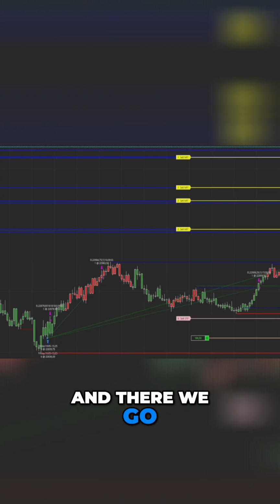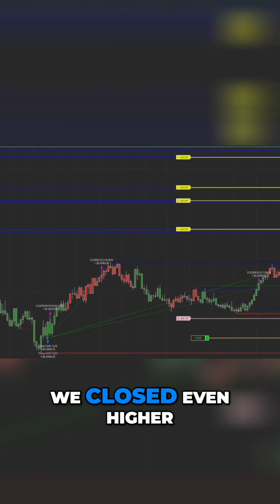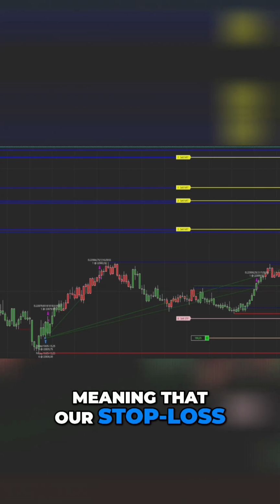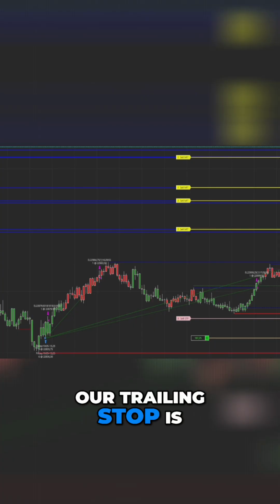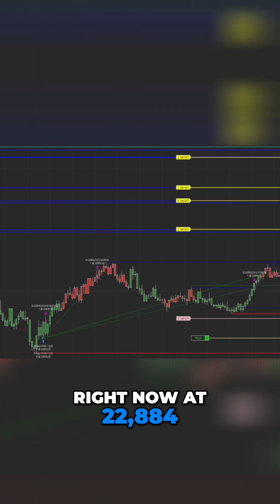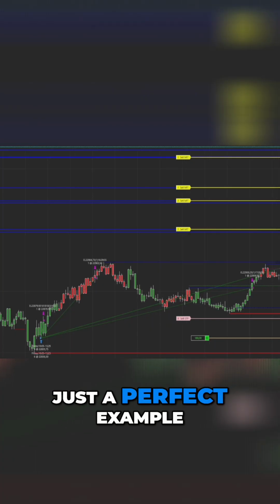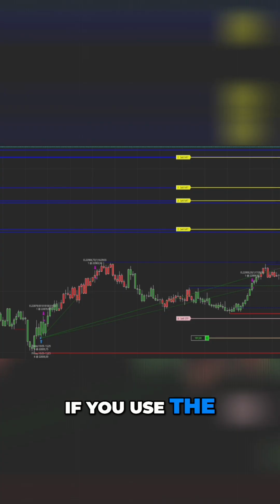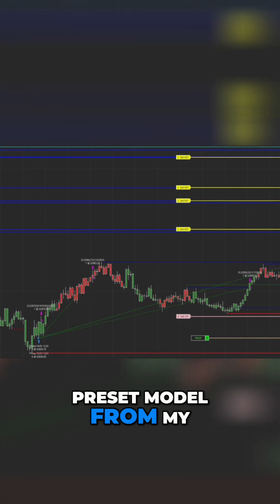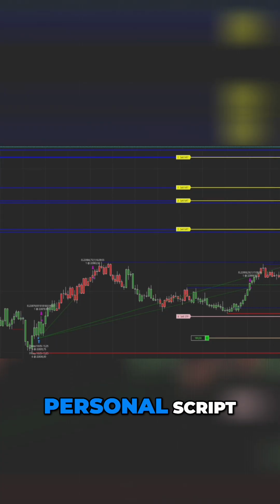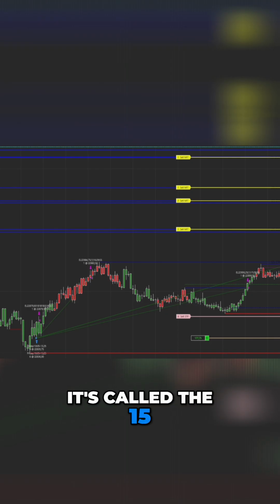And there we go, another take profit being placed. We closed even higher, meaning that our stop loss moved up as well. Our trailing stop is right now at 22,884, as you can see. Just a perfect example if you use the preset model from my personal script. It's called the 15 minutes model.